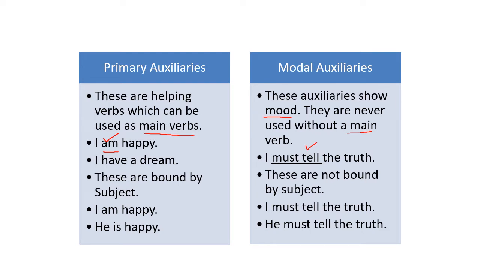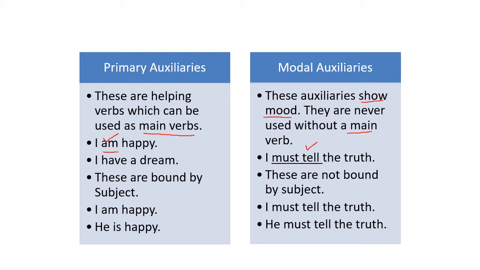Can we use a modal auxiliary in a sentence as a main verb? Definitely not. We can use the modal auxiliaries only with principal verbs. And modal auxiliaries show mood of the speaker. They have a specific function.